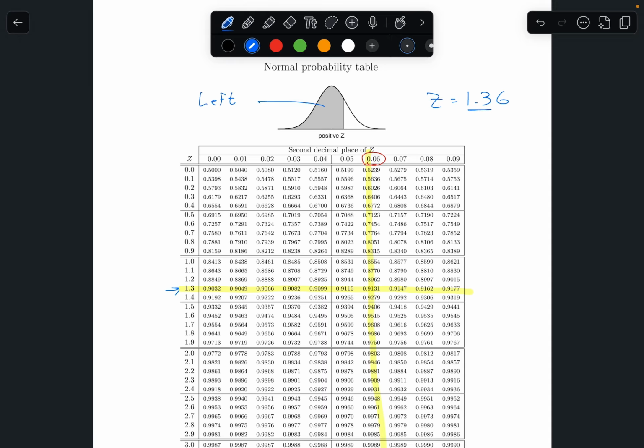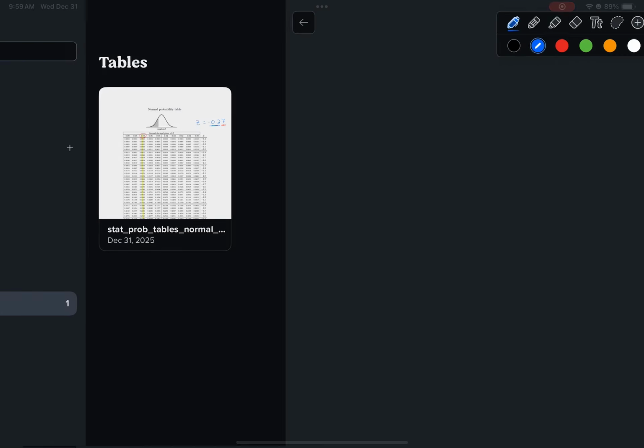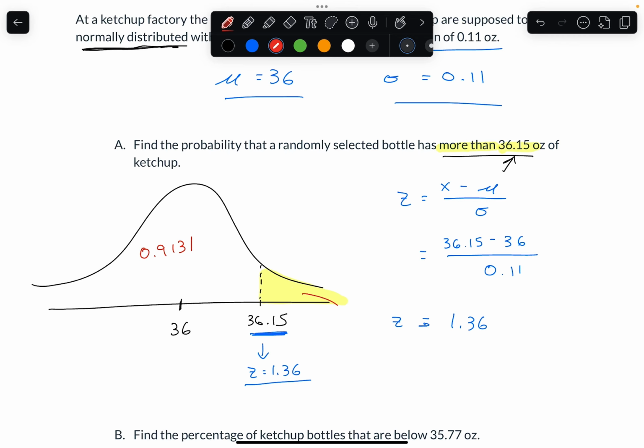So this is our left area, which is not quite what we want, but we can fix it. From my z-table, I know that this area to the left is 0.9131. That's not quite what I want. I wanted the area to the right.